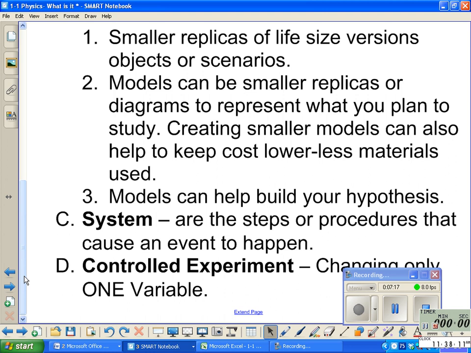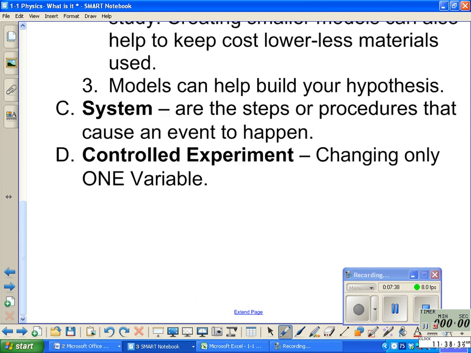And then you have a system. A system or systems are the steps you take or the procedures that you use that will cause an event to happen. And finally, we have a controlled experiment. A controlled experiment is when you have many, many variables, but you only change one of them.